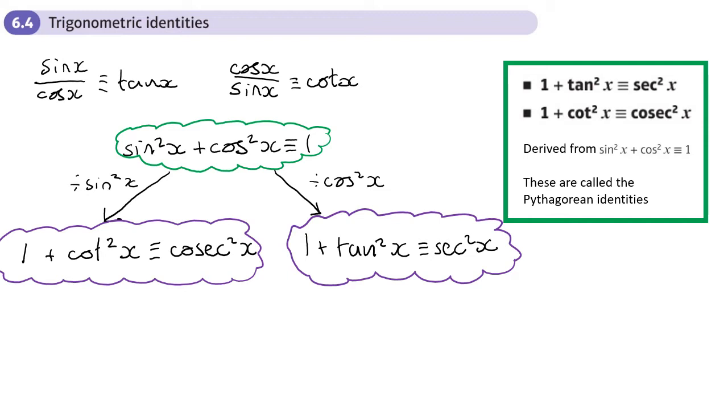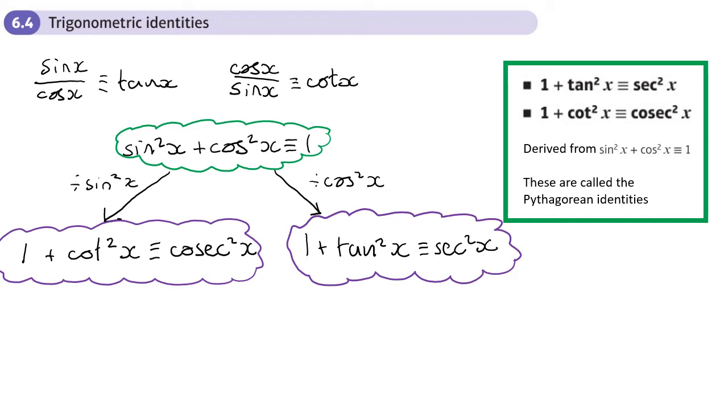You could think of the sides in terms of sine and cos, and using that to work out the lengths of the sides, and then you get these two other identities, and we can use these identities to prove other identities, to simplify expressions, or to solve equations.